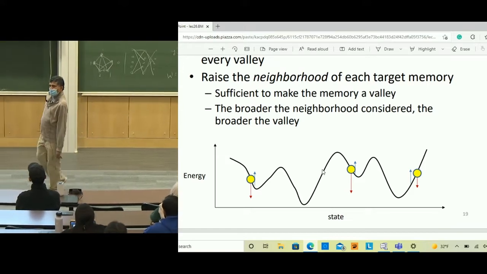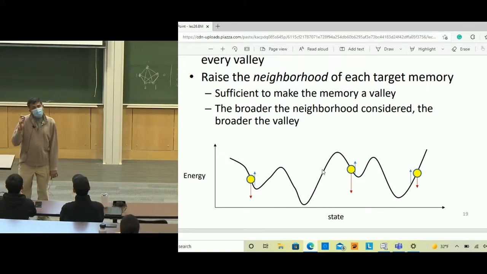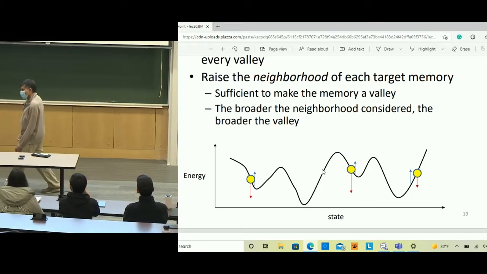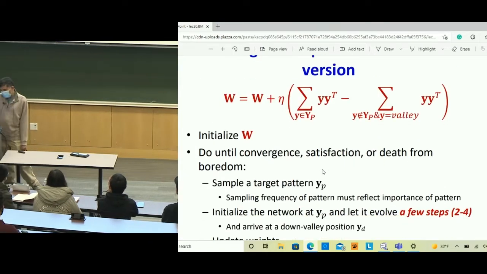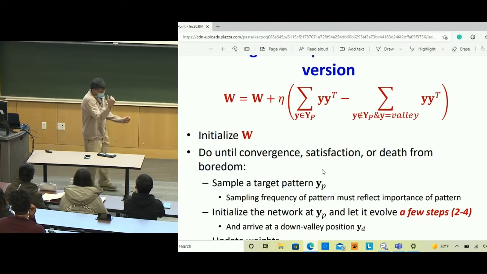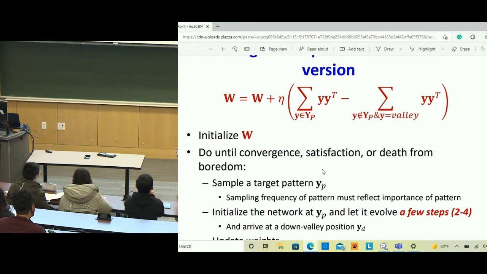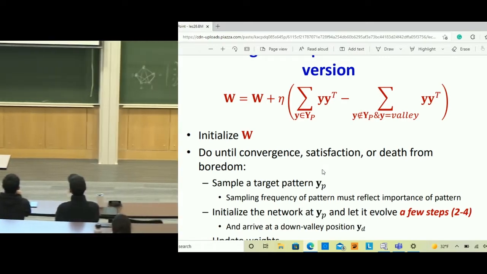The number of steps is going to be the diameter of the bowl within which you want the pattern to be memorable. And so the iterative update rule would be that you initialize the network at some point that you're trying to remember, let it evolve for a few steps, and the update rule is going to be this. The first term is pulling down the energy at the pattern you're trying to remember, and the second term is pulling up the energy at the pattern you arrive at after a few steps. And this, you would expect, gives you the kind of behavior that you want.